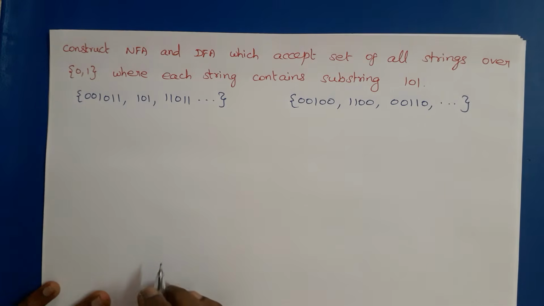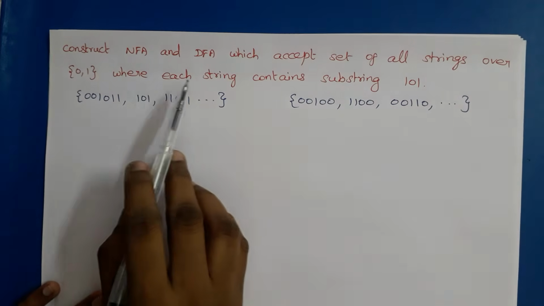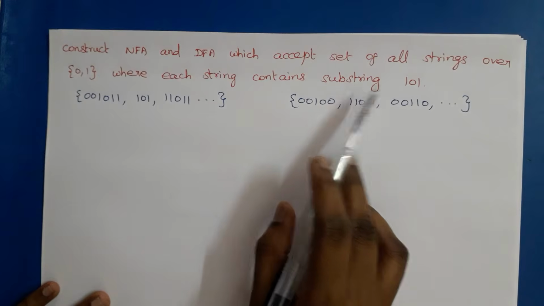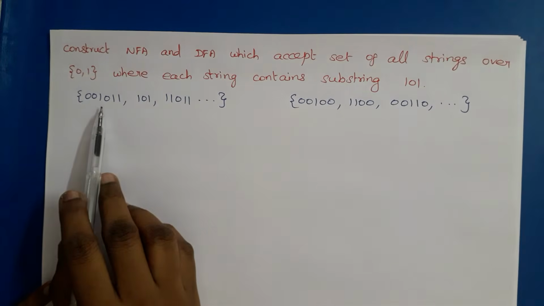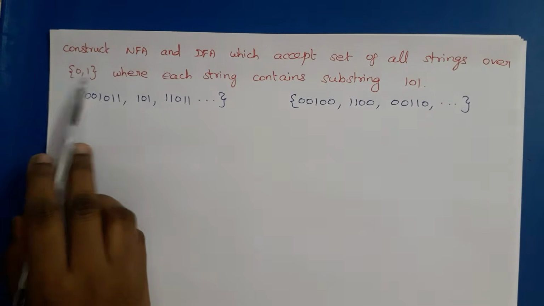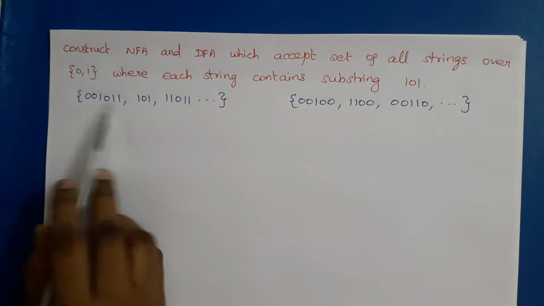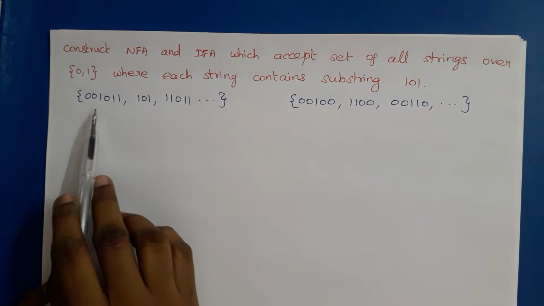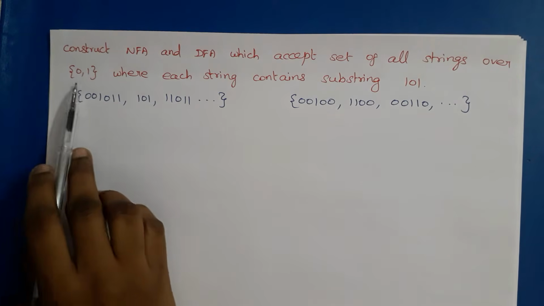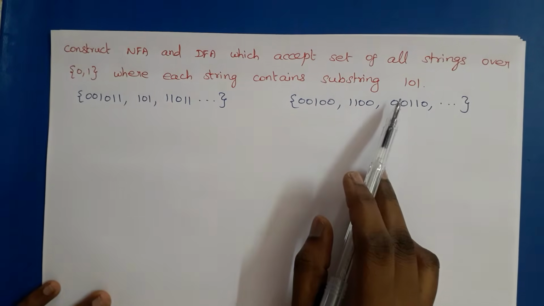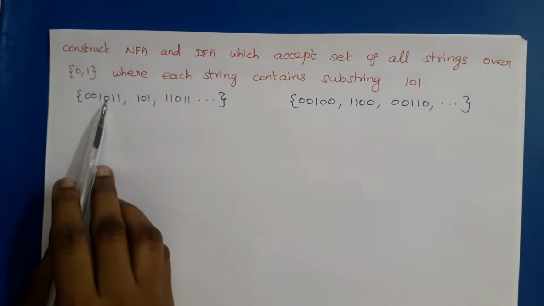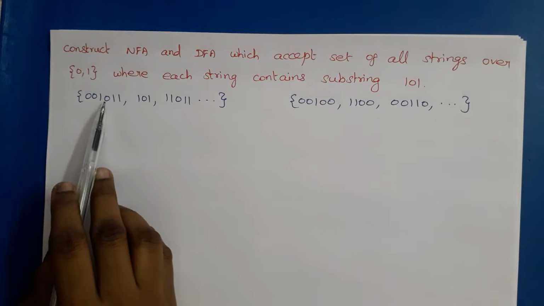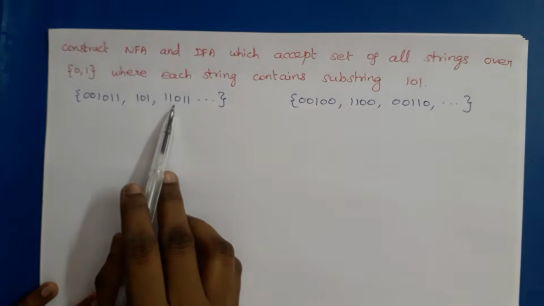Hello all, in this video we are going to construct NFA and DFA to accept the set of all strings over 0, 1 where each string contains the substring 101. It means the string can be made up of zeros and ones; 0 and 1 are the input symbols. The condition is that it should contain the substring 101. So 101 is a substring in this input string, and here also 101, 101.